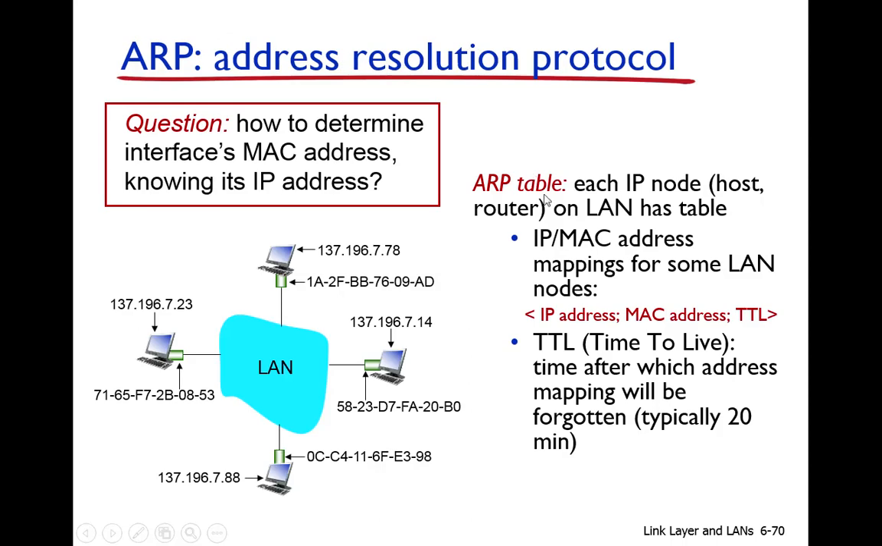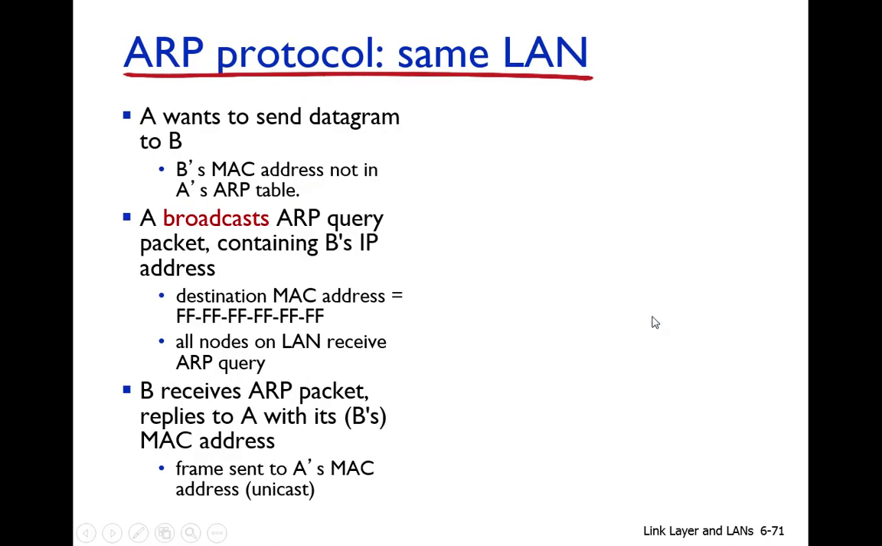So at each node there is an ARP table, and it contains the IP to MAC address mapping. This is the IP address, this is its corresponding MAC, and this is the time to live. For example, 20 seconds, meaning after this time the entry will expire. So how does the ARP protocol work?